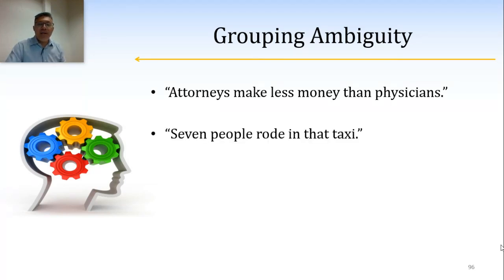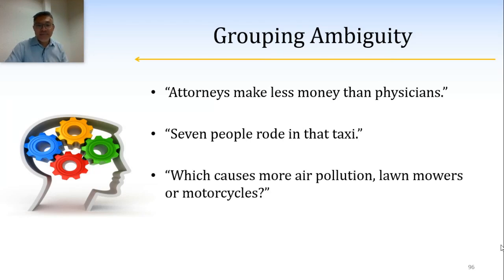If I said something like 7 people rode in that taxi, are we saying that throughout the day, this taxi picked up 7 different people, so that he had 7 different clients, each of them separately? Or are we saying that at some point in the day, when you opened up the door to the taxi, you'd find 7 people in it, right? Are we talking about the group? Or are we talking about individuals? It's ambiguous. It's not clear.